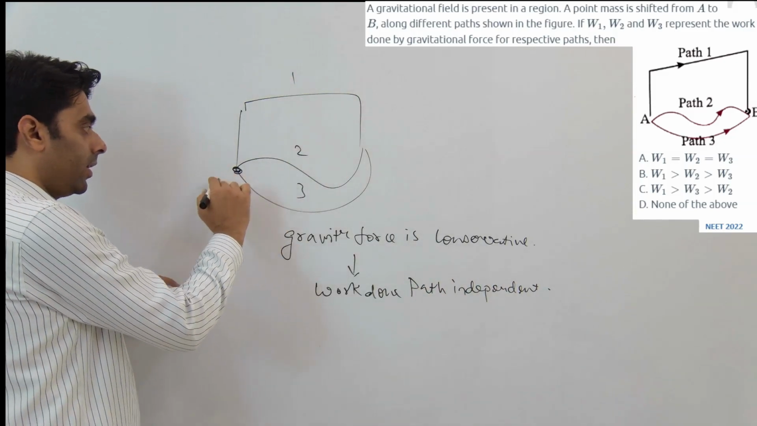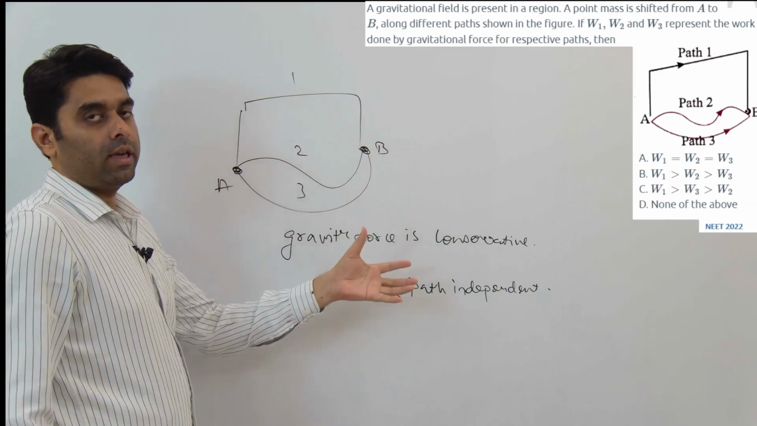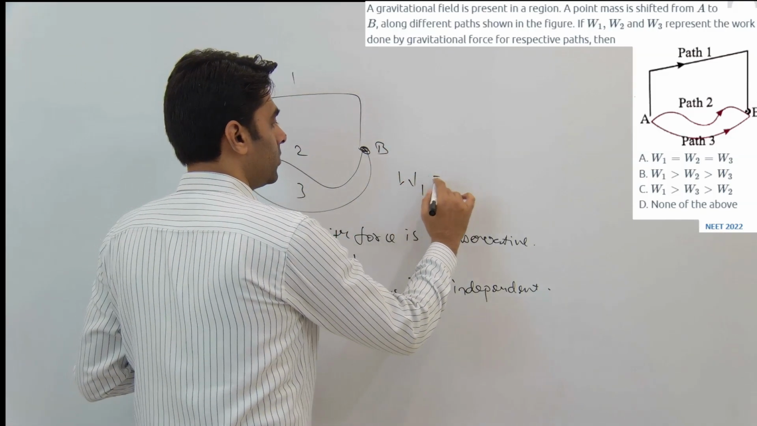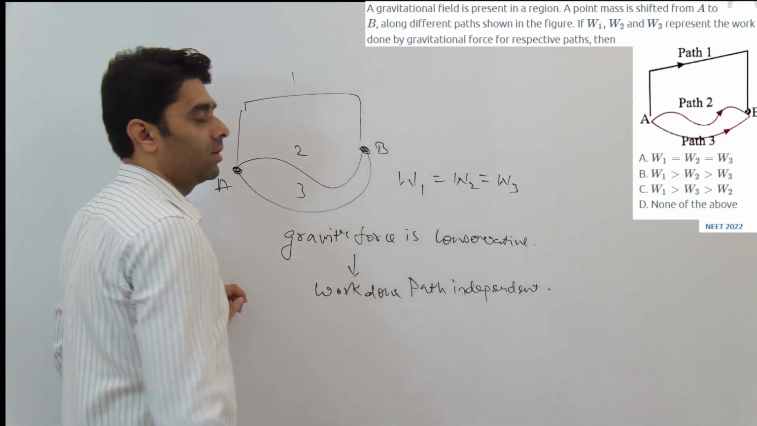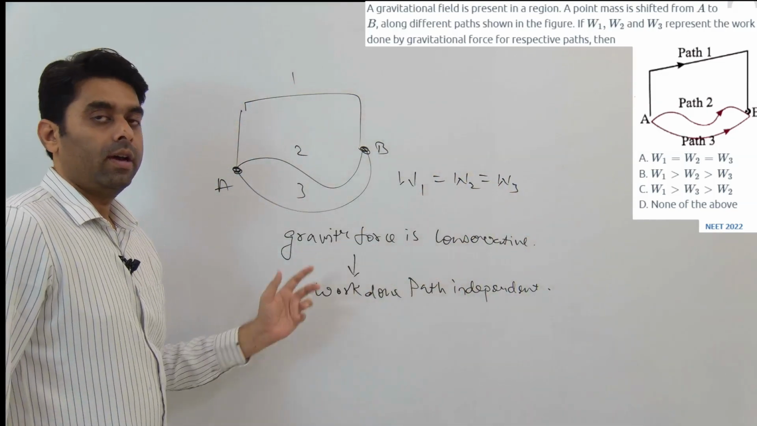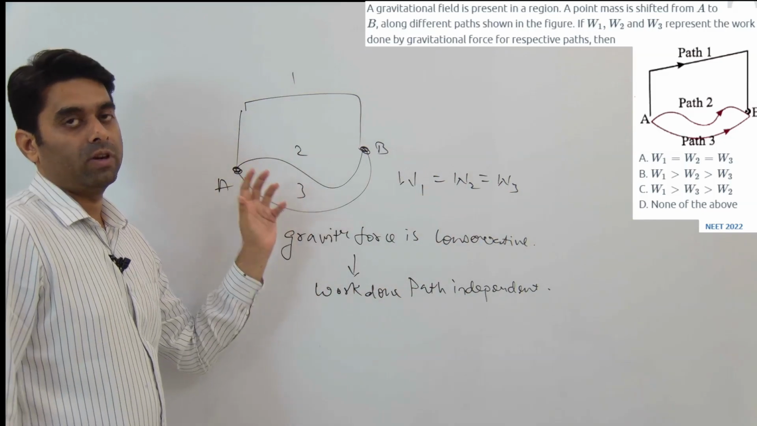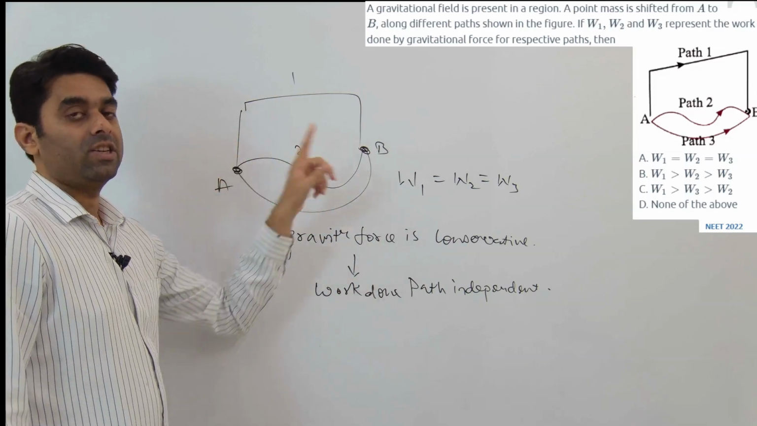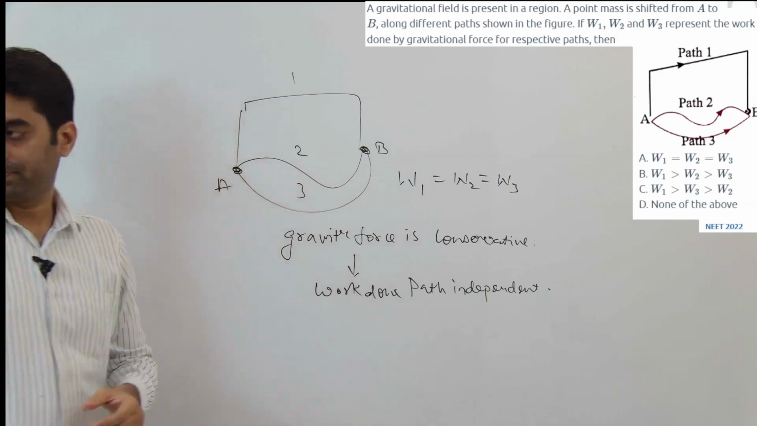Initial point A, final point B, in all the three cases is the same. Therefore, work done in the first path will be equal to work done in the second path, which will be equal to work done in the third path. Reason being, gravitational force is a conservative force. So in a gravitational field, whatever work is done will be path independent. If initial and final positions are the same, work done will be the same. Okay.